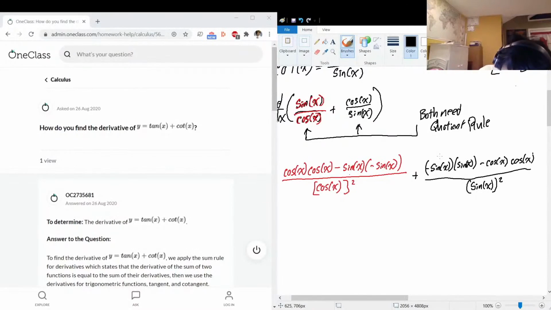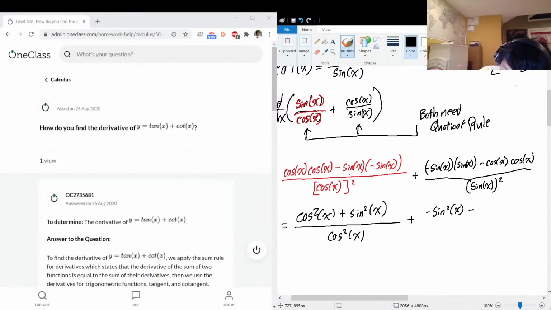Okay, let's expand this out. On the top, we got cos squared x minus, so those minuses, the negative sine x and the minus out here, neutralize each other, so we get plus sine squared x, and then cos squared x on the downstairs. Plus, over here on the first term, we got sine x times negative sine x, negative sine squared x, negative cos squared x, all over sine squared x.